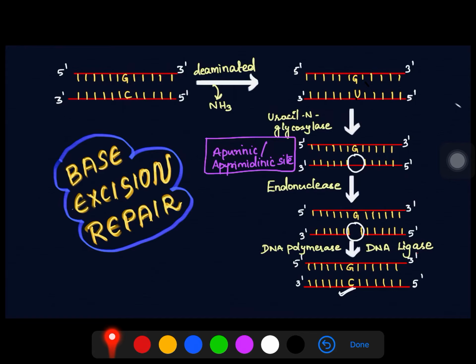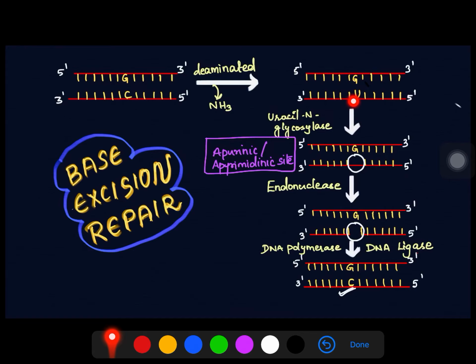Next, what is going to happen if there is sunlight damage by UV exposure, or spontaneous deamination, that is removal of the amine group from the bases, or any oxidative stress. In this condition cytosine will be converted to uracil, but it is pairing with guanine. Is it correct? No, it is not correct, because uracil is seen only in RNA. In DNA we have only adenine, guanine, cytosine and thymine. Hence here the cytosine has been mutated to uracil.